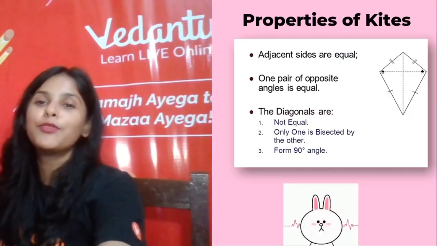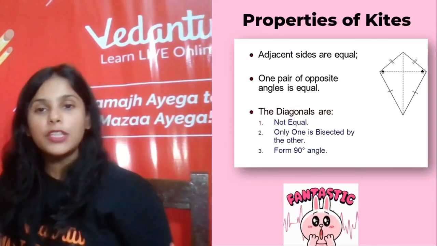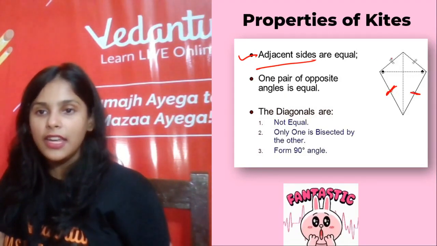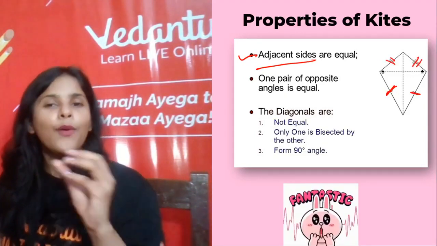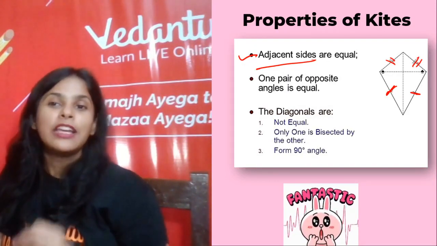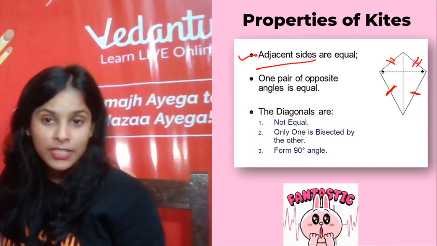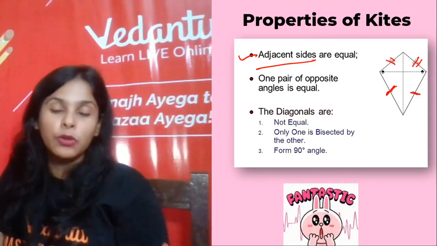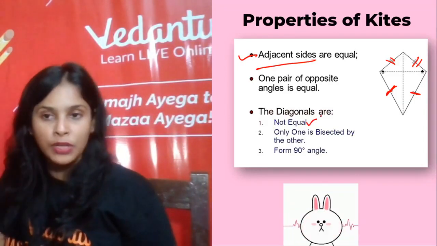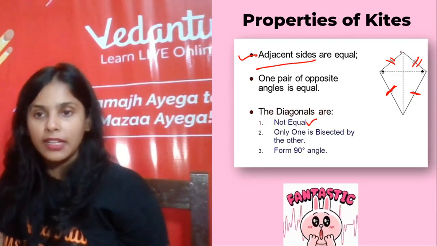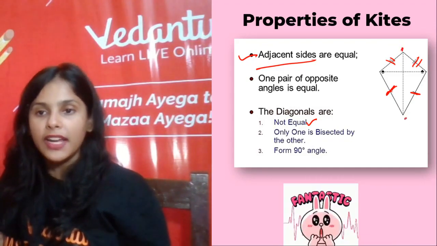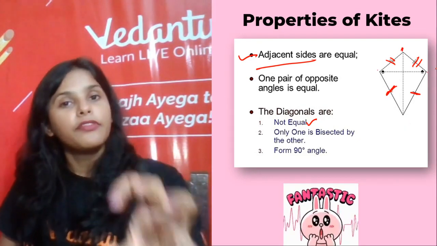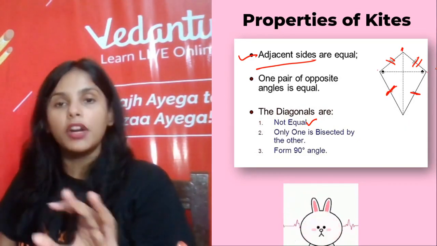Okay. Now let's move to the properties of kites. First property done, that adjacent sides are equal. Now, one pair of opposite angles is equal. We have one pair of opposite angles equal here. The third property will be about diagonals, that the diagonals are not equal to each other. We definitely have two diagonals, that is from here to here one diagonal and from this vertex to this vertex the second diagonal. So first thing, the diagonals are not equal.